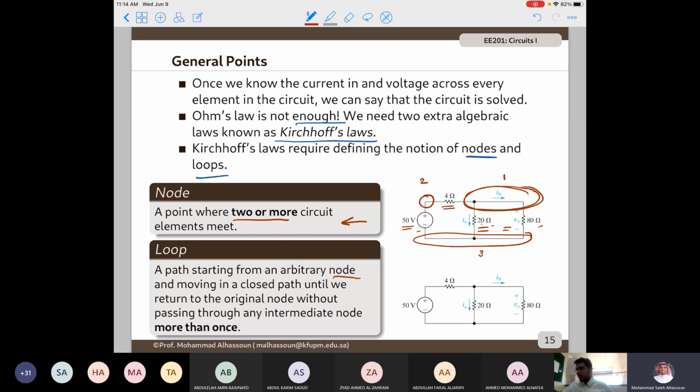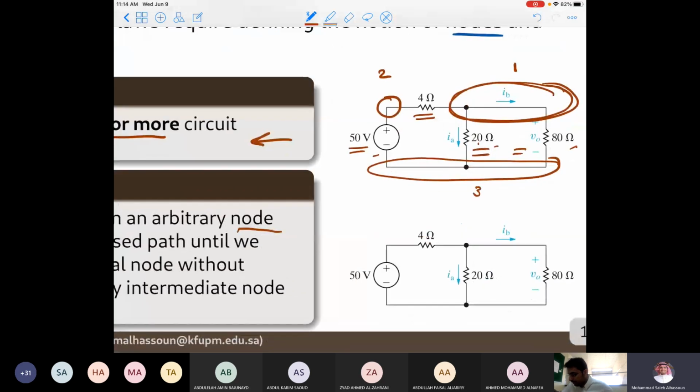So let's see here. Let's assume that we start from this node. This is a node, right? Yes. So we start here, then we go in a closed path until we reach this point. So this is considered a loop. This is the first loop.